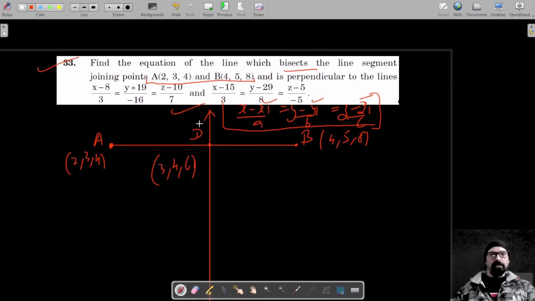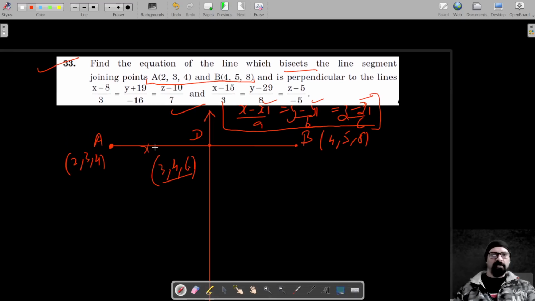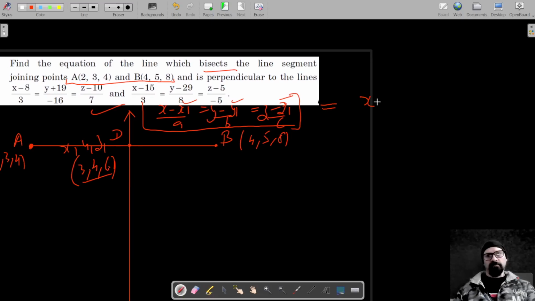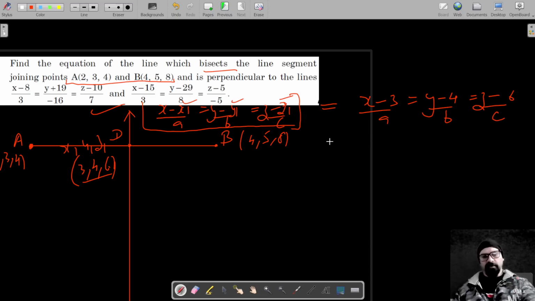Now this required line passes through 3, 4, and 6. So that means these are x1, y1, and z1. And the equation of the line becomes (x - 3)/a = (y - 4)/b = (z - 6)/c. Now we have to find the direction ratios, which are a, b, and c.